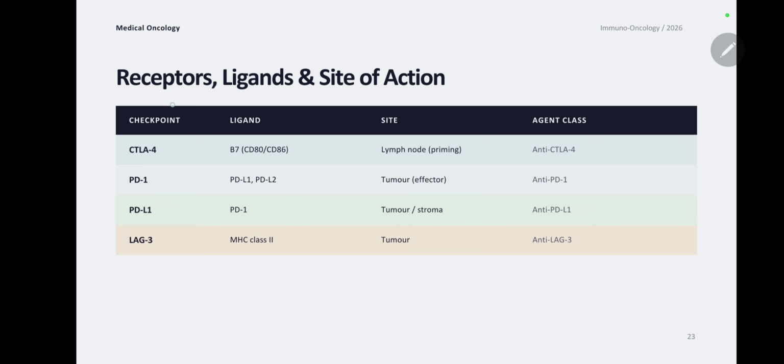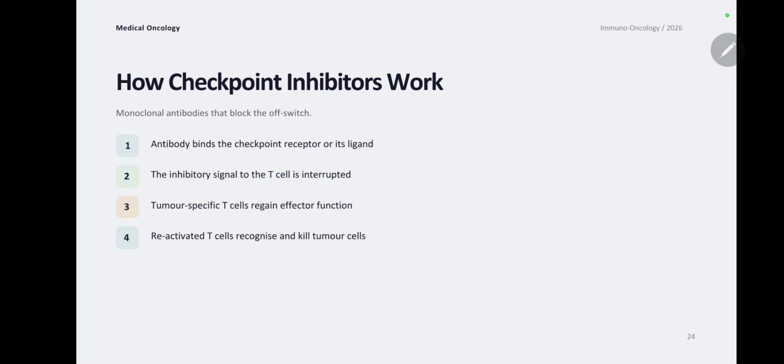So that covers some receptors, ligands and the site of action. We know that only CTLA4 acts in the lymph node. All the others, PD1, PDL1, LAG3, act on the tumor. Okay, you know about that. Okay, how do checkpoint inhibitors work? We will discuss it one step at a time.